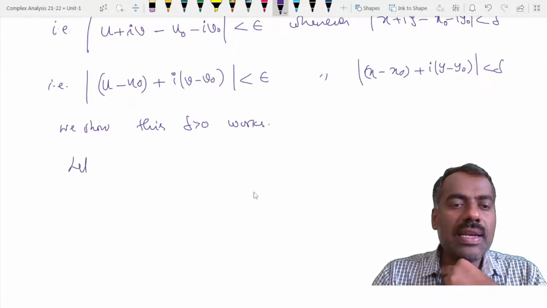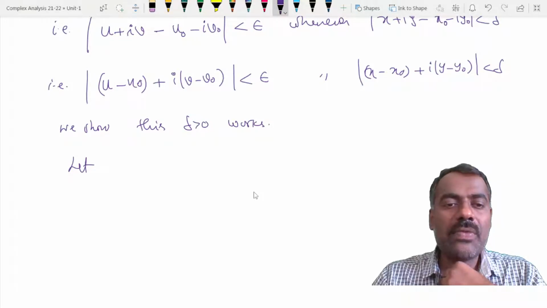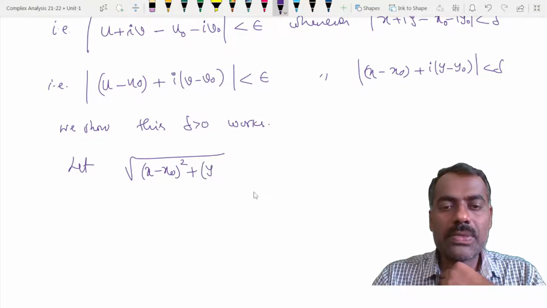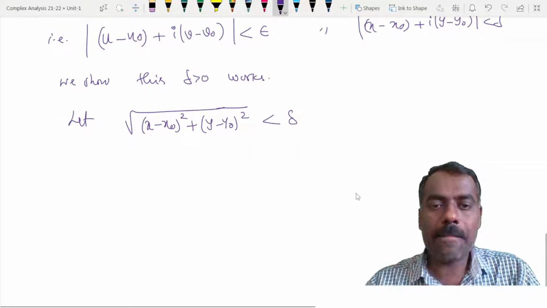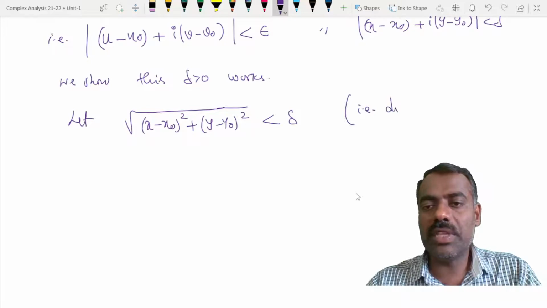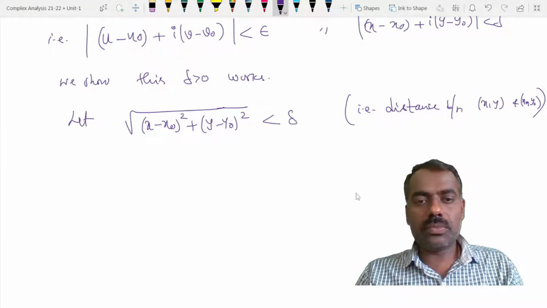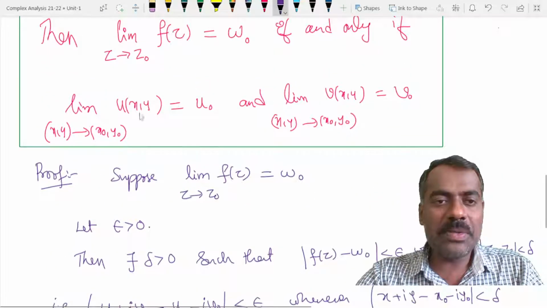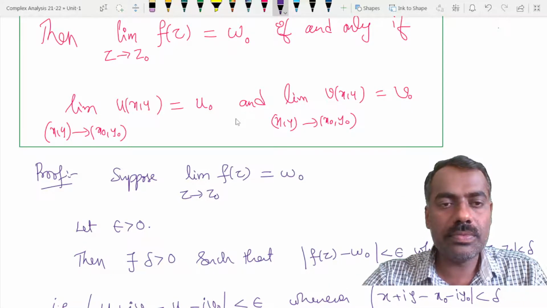That means let (x, y) approach (x naught, y naught), which is the same as the square root of (x minus x naught) whole square plus (y minus y naught) whole square being less than delta. Is that clear? That is the same as saying the distance between (x, y) and (x naught, y naught) is less than delta. Now somehow we want to show that this distance between u minus u naught is less than epsilon. Is that clear?